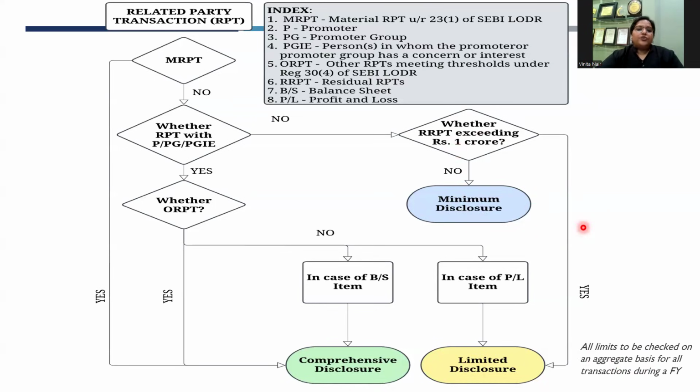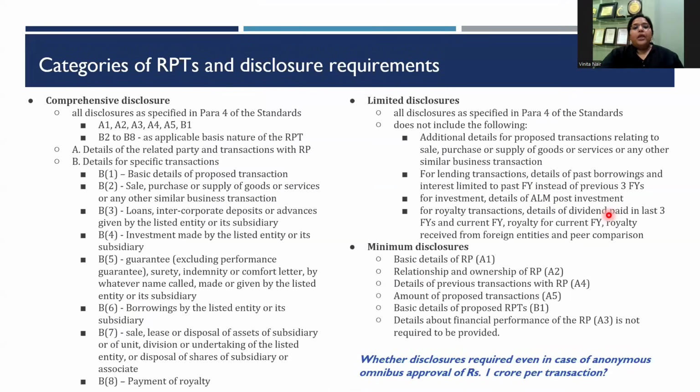So far we have understood there are 3 kinds of disclosure: comprehensive, limited, and minimum. We said there is also a 4th kind of disclosure, which we'll be discussing shortly. Now, what are the components of each of these disclosures? When we talk about a comprehensive disclosure, it is given in para 4 of the ISM, segregated into 2 parts. Para A deals with the details about the RP and the nature of transactions that the listed entity or the subsidiary has had with the related party.